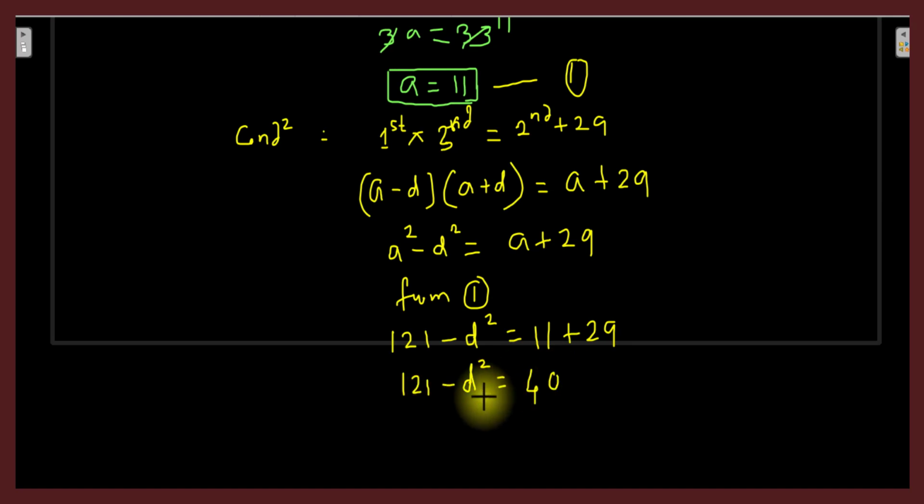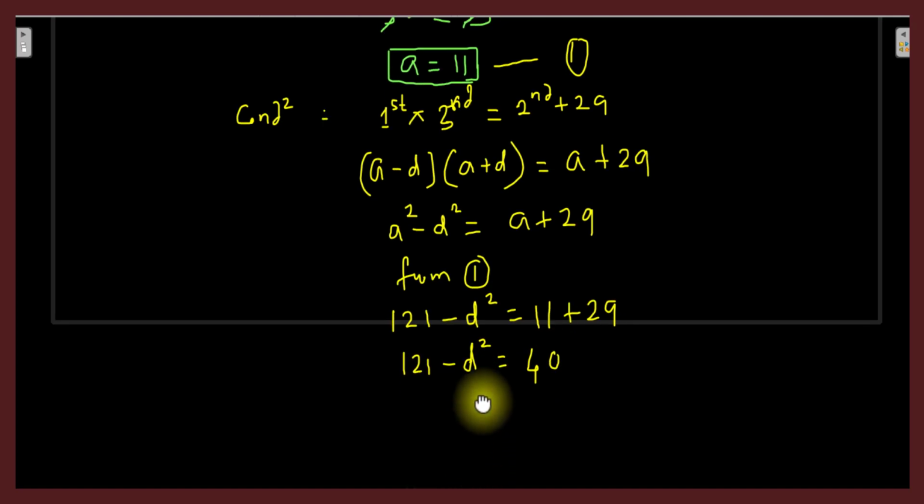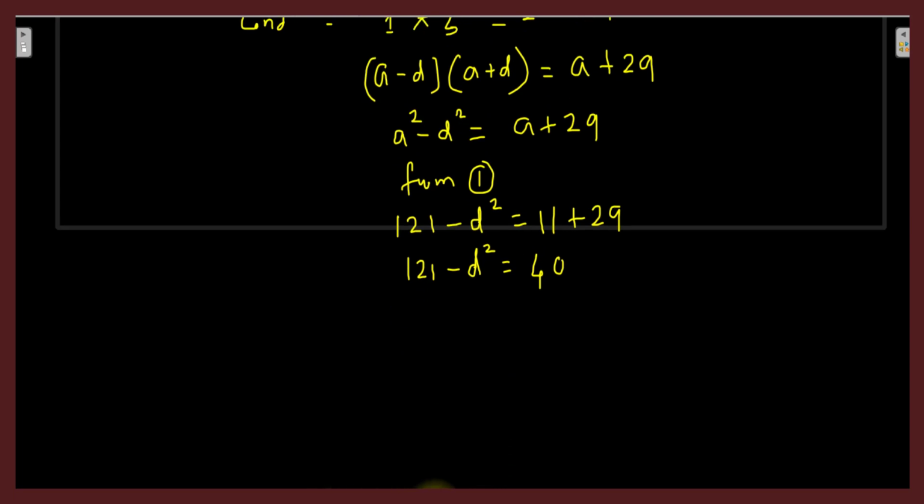So if you simplify this, you will get D square is equal to 121 minus 40. And therefore 121 minus 40, that is D square, and so D square is equal to 81, and therefore D is equal to plus or minus 9. D is equal to plus or minus 9, and therefore this is the second important step. Highlight this.